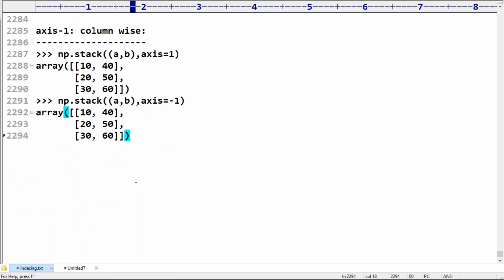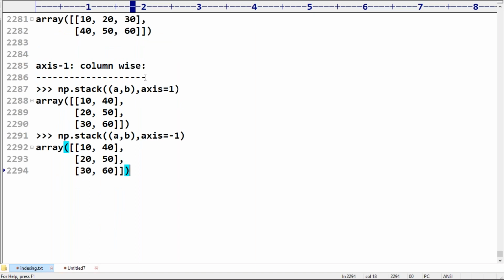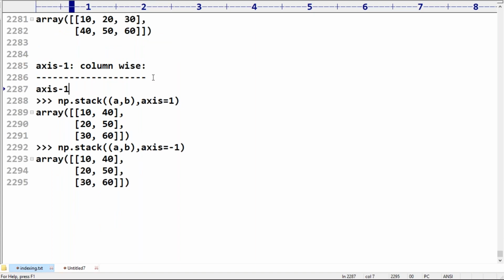So can you please stack elements column wise? Axis 1 means stack elements of the input array column wise. That's what you should be aware of.